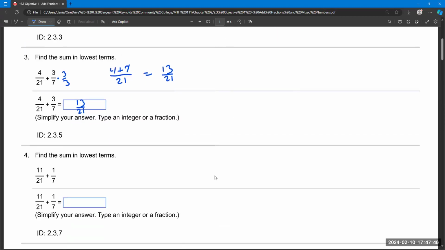Let's try again. We have 7 and 21, where we're going to multiply the one with the denominator of 7 by 3 over 3. This is 11 plus 3 over 21, which is 14 over 21. Now that's 2 times 7 over 3 times 7, which is the same thing as 2/3 for the final answer.